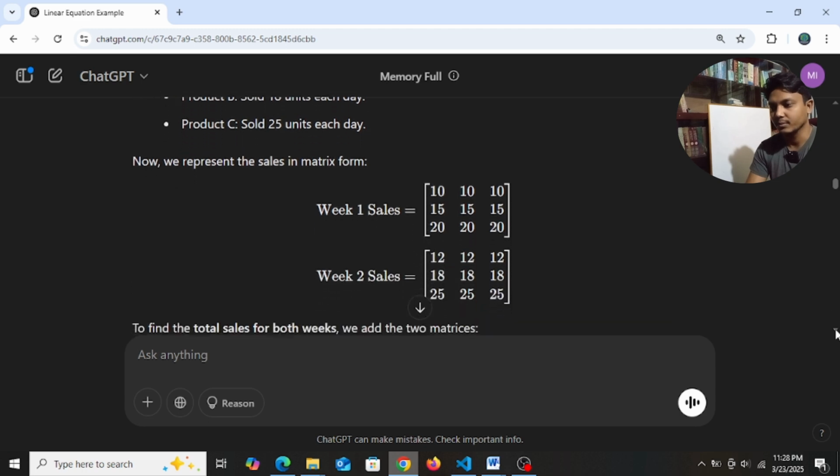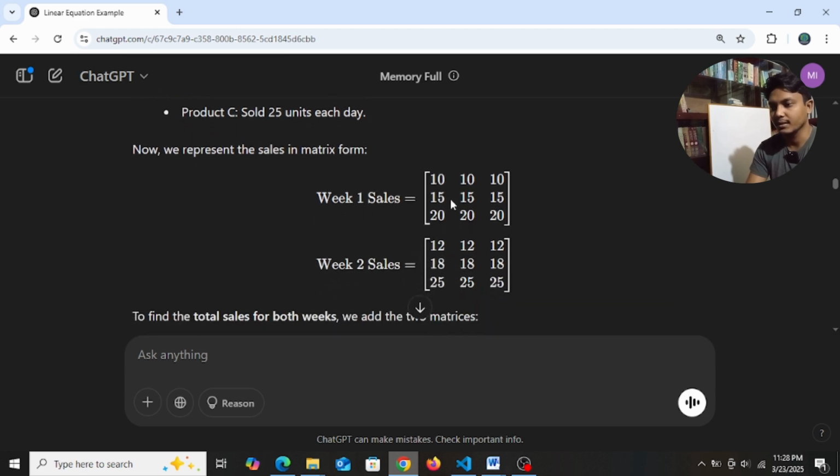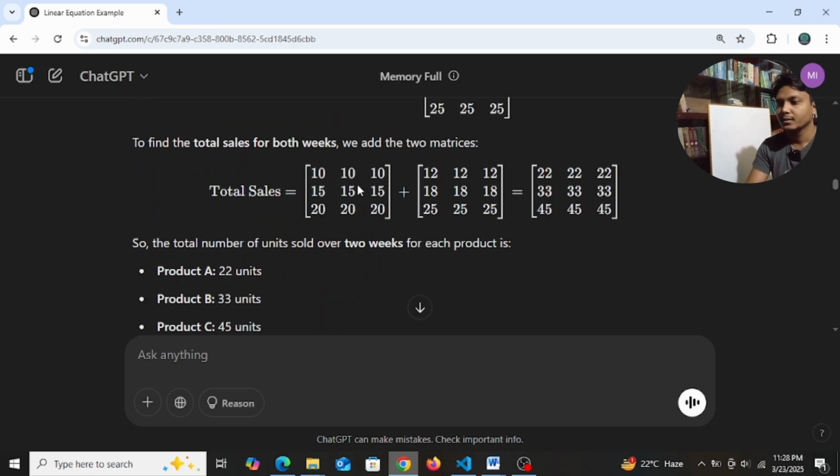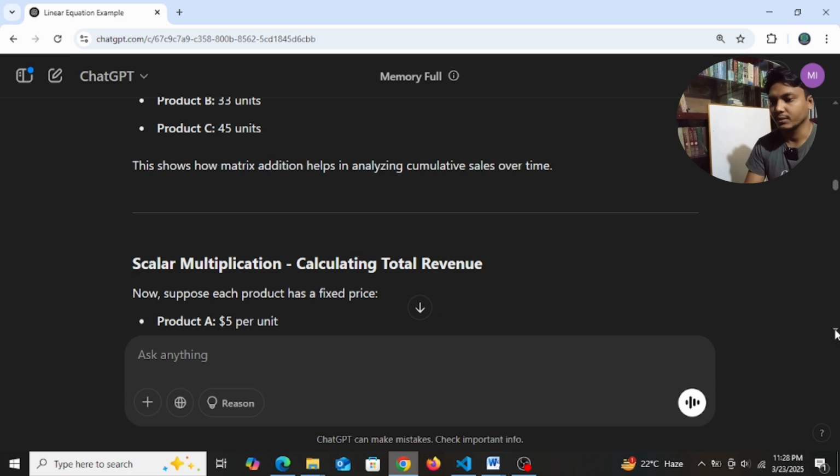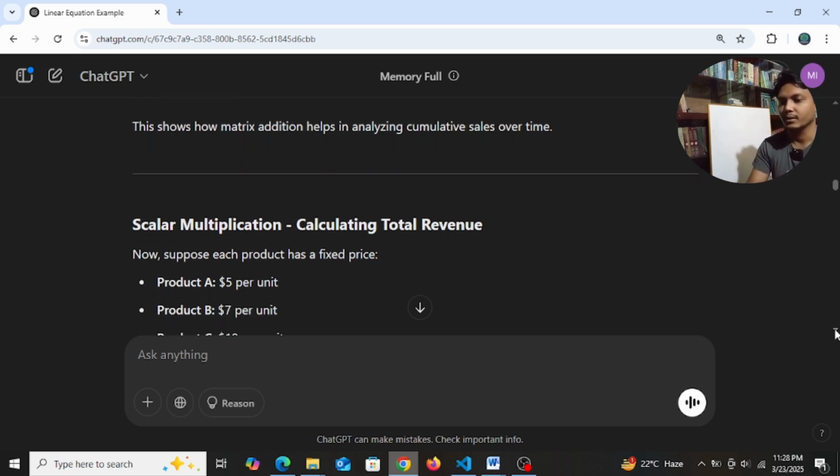So if you represent week 1 sales: 10, 10, 10, 15, 15, 15. So this is how it's being represented, right? So total sales would be 10. Okay, so 22, 33, 45 you can see here. Product A 22 units, product B 33 units, product C 45 units. This shows how matrix addition helps in analyzing cumulative sales over time.